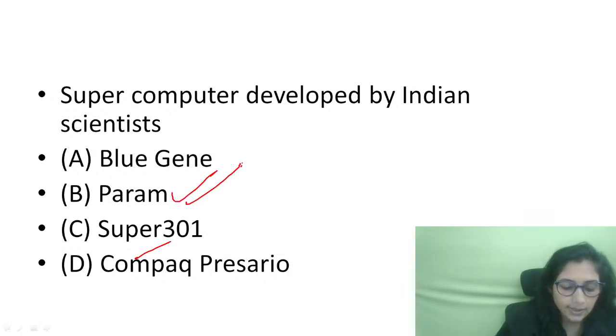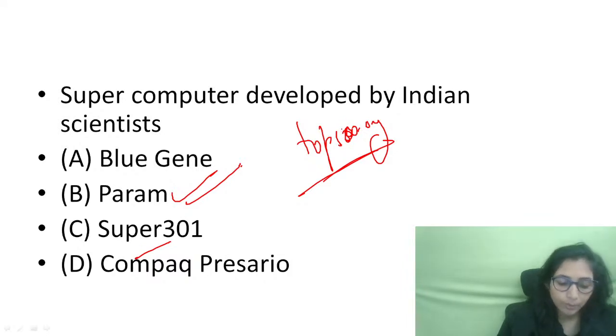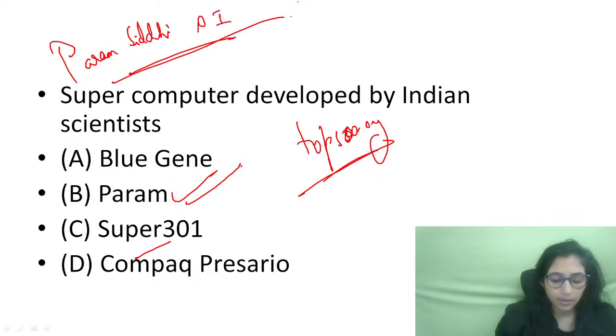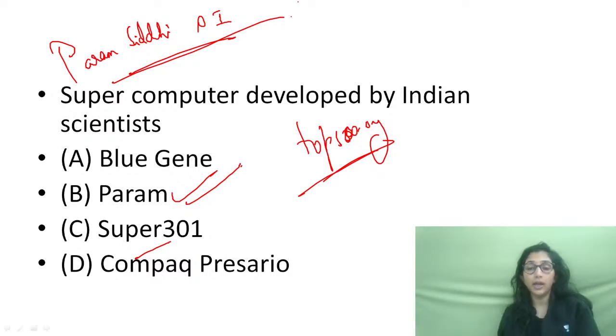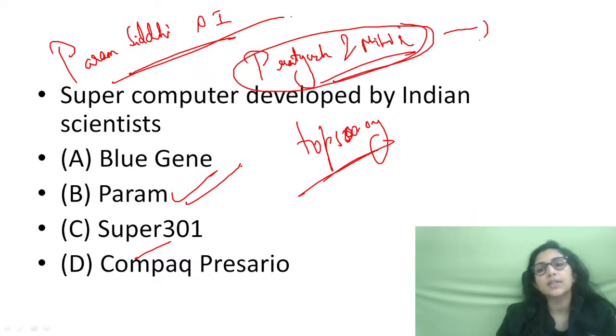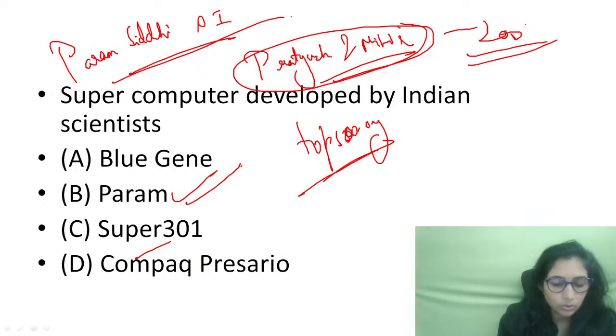Now you know there's a list of top 500 computers. top500.org is the website where you will find the list of top 500. So from India, there is only one that is in the top 100, that is Param Siddhi AI. Other than that, there is Pratyush and Mihir. Pratyush and Mihir, both of these are in the top 200 list of the supercomputers. Okay, let us move on and talk about the further things.